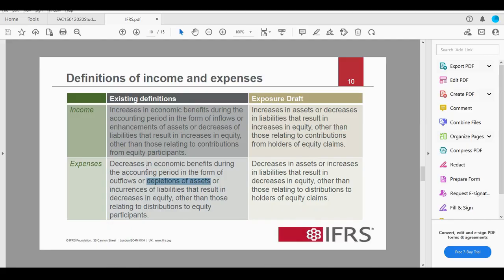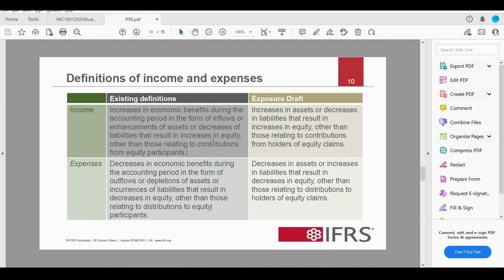So what I'm trying to say to you is that the depreciation of assets goes to your expenses, which is under the income statement, and also in occurrence of liability that results in decrease in equity, other than those relating to distribution of equity. Okay, right. Now, I know you haven't really looked at your accounting equation from this point of view. Just familiarize yourself with these definitions, and every time you get an accounting equation, remember these definitions, right?